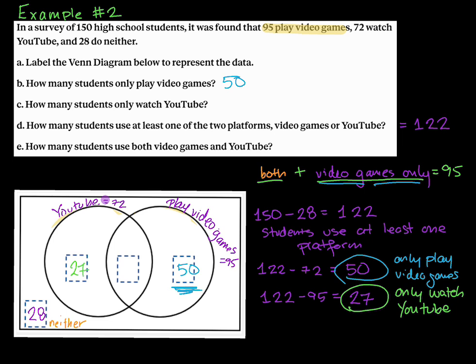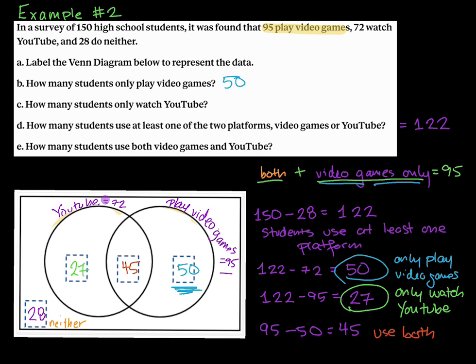And so now I can figure out, there's like 4 different ways at this point that I can find the last number. But the simplest way, 50 is a nice clean number. So I'm going to use the 95, this whole video game circle. I'm going to use 95 and take away 50 to get 45. And that is use both right there. So we get 45 in the middle.